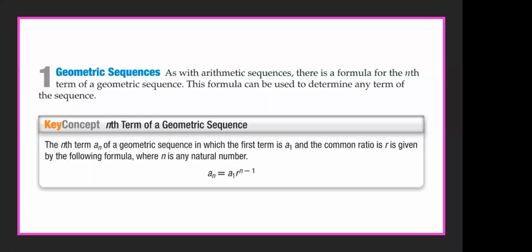So geometric sequences, as with arithmetic sequences in the previous lesson, have a formula for the nth term of the geometric sequence. This formula can be used to determine any term of the sequence. Okay, so this is the formula: a sub n is equal to a sub 1, which is the first term, times r, the common ratio, to the power of n minus 1.